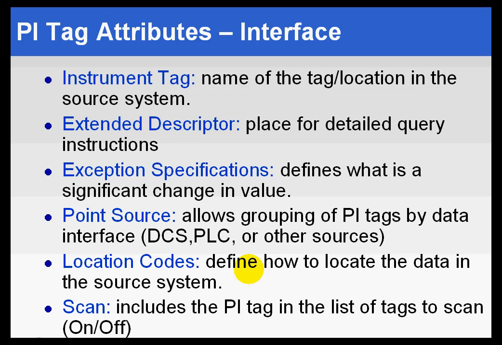And as you might guess, the values that you're going to put into the fields that you see listed right here, and the values for instrument tag and extended descriptor and point source, and especially things like location codes, those things are so tremendously closely tied to the configuration of that data source that really about the only fair thing to say at this point in the class is let's open up the interface manual.